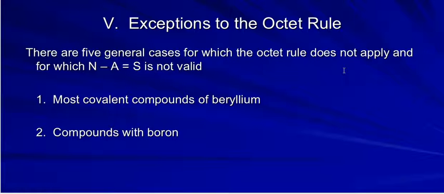There are 5 general cases for which the octet rule doesn't apply. Anytime you see beryllium, beryllium is not going to have an octet. It's only going to have a total of 4 electrons. Boron will always have 6. So these are the 2 exceptions that are going to have less than an octet.